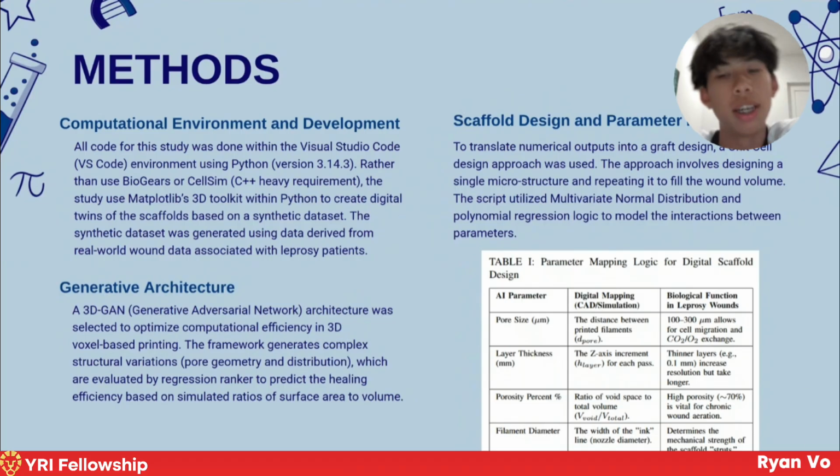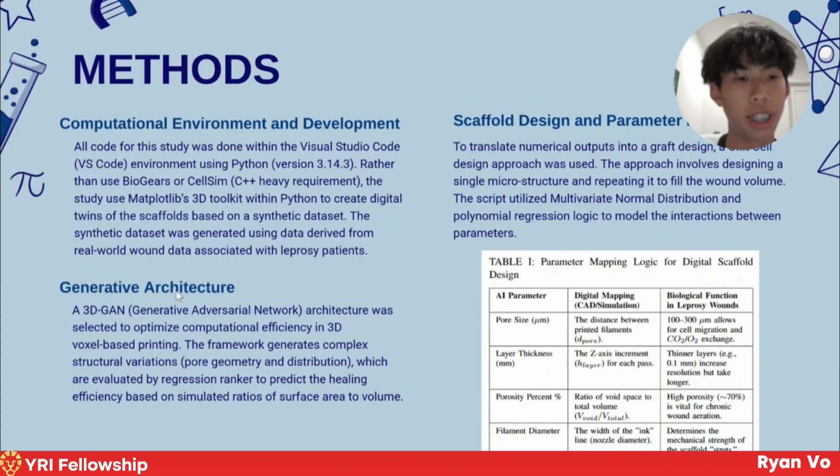So the scaffold design and parameter mapping. To translate numerical outputs into an actual design, the study used a unit cell approach. This approach involves designing a very small microstructure and then repeating it until it fills a wound volume. And beneath here in table 1, you can see the mapping logic for these designs. And the script used a multivariate normal distribution and polynomial regression logic to model the interactions between the parameters. So that is covering the more complex relationships because they're nonlinear.